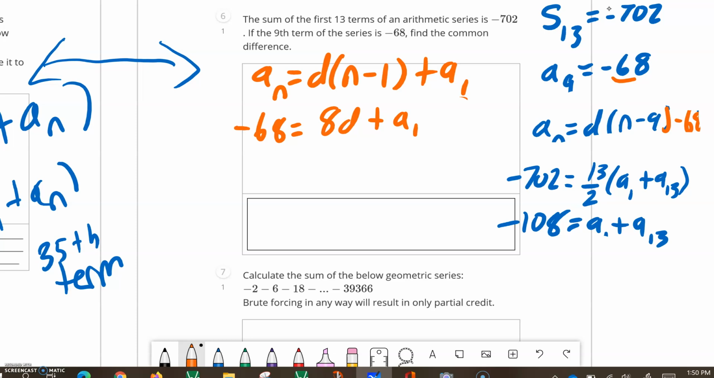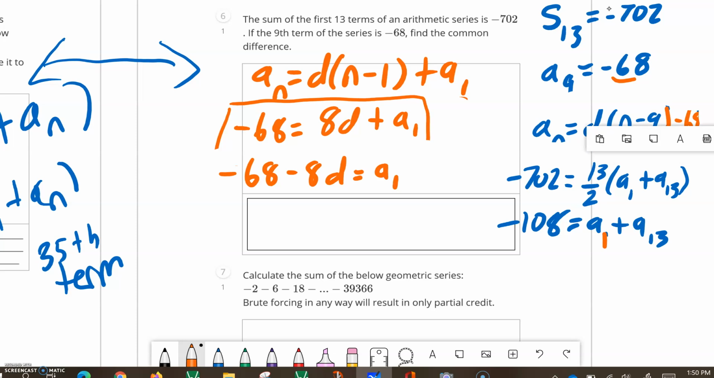Okay. So now, knowing that right there, I have a way of solving for the first term because I can subtract the 8d over. And now I've got a formula that is solved for the first term. Okay, now follow with me. Here comes the fun part.